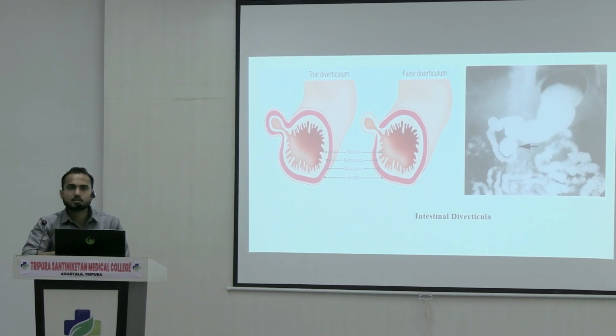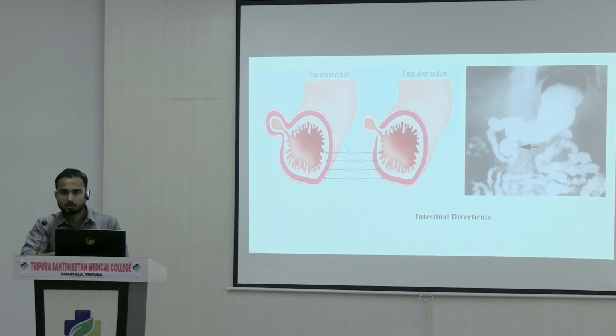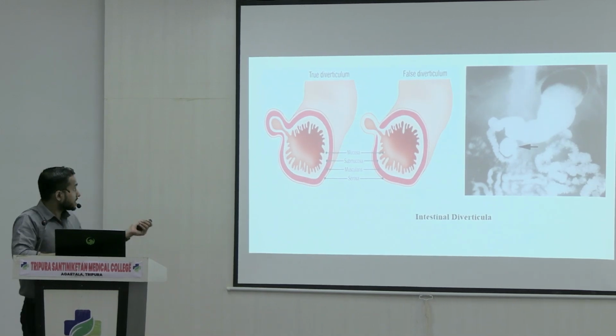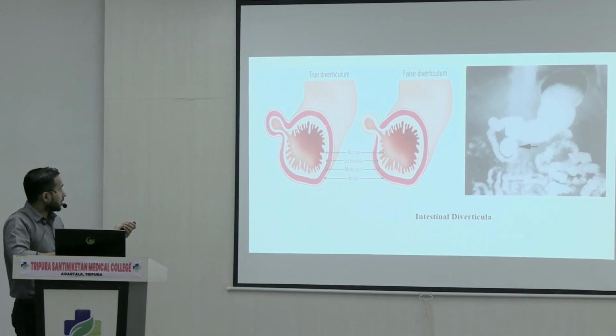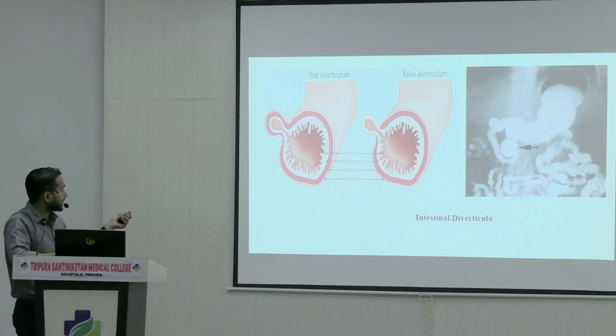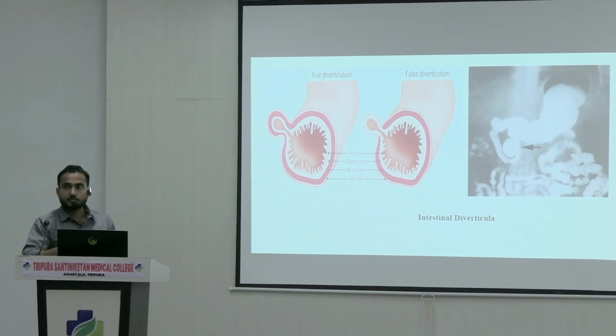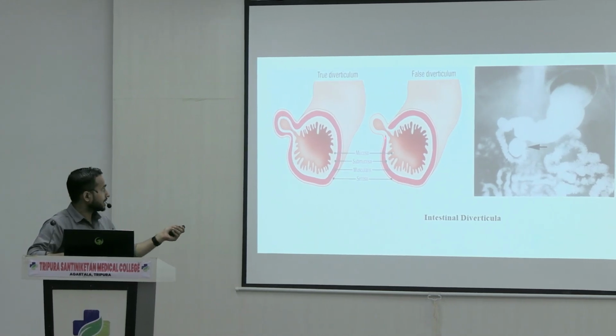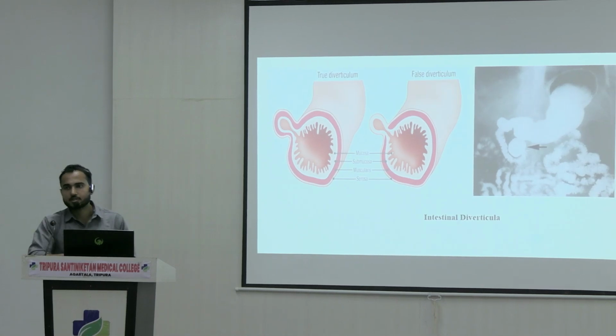Now, if you see the location of the duodenal diverticulum, most commonly it occurs at the second part of the duodenum. Two types of diverticulum are there, as you can see in the image: true and false diverticulum. In a true diverticulum, all the layers, mucosa, submucosa, muscularis and serosa, are present, and in a false diverticulum, only the mucosal layer is present. That is the difference between true and false diverticulum.